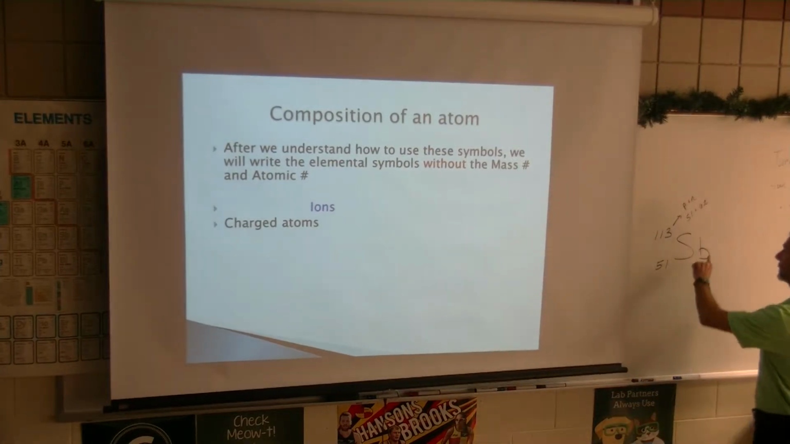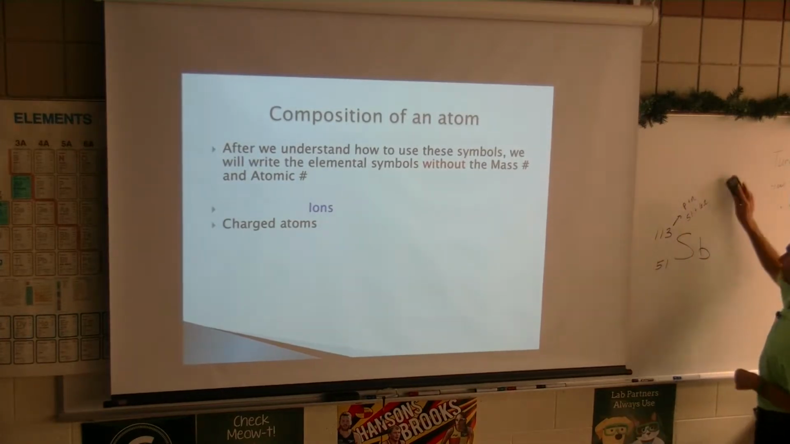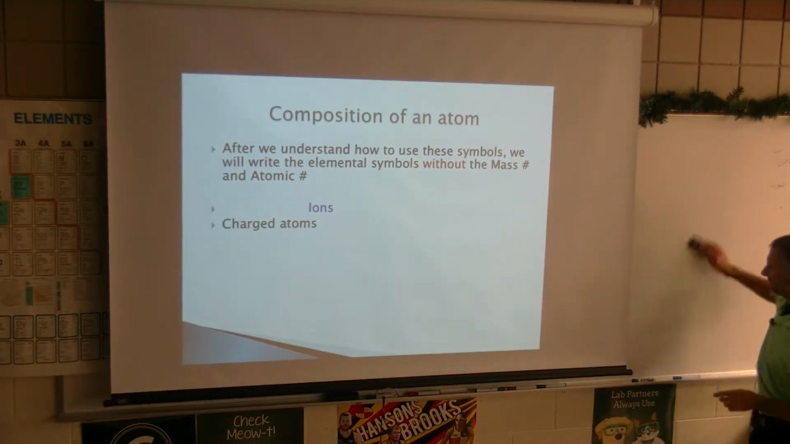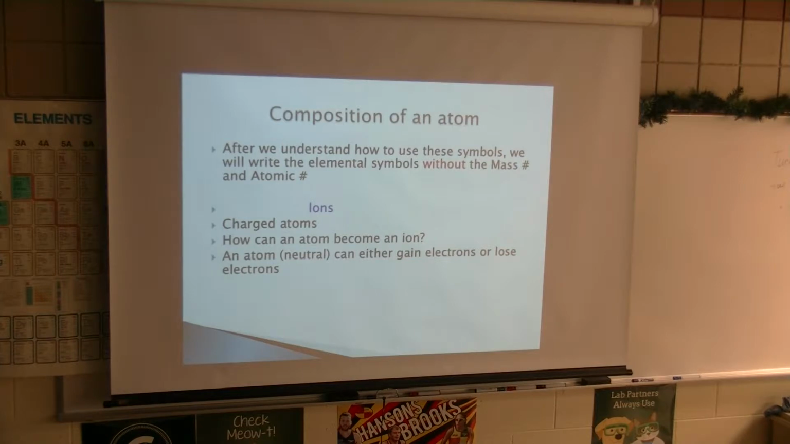Okay, so all these atoms that we've been working with are neutral. So you have an equal number of protons and electrons. So they are neutral. Okay, so in order to get a charged atom, how can an atom become an ion? One of two things. Ezra? Gain or lose an electron. Awesome. Very good. So an atom can either gain electrons or lose electrons.